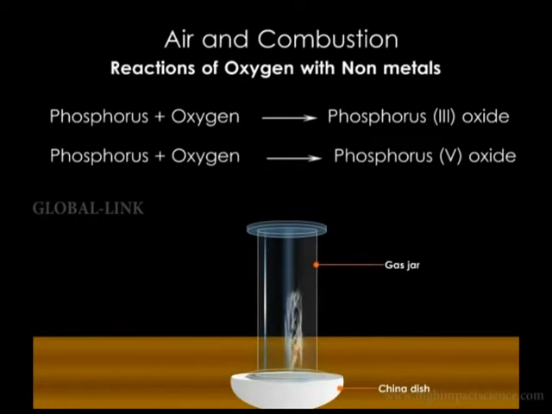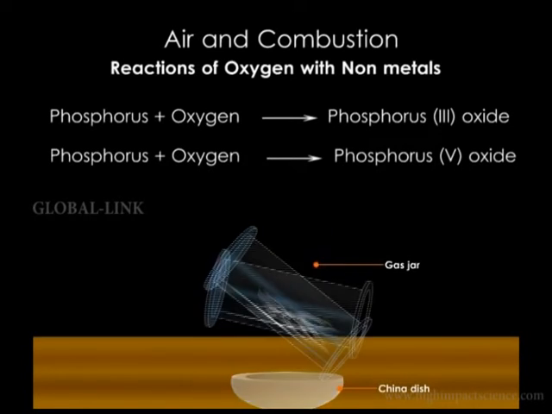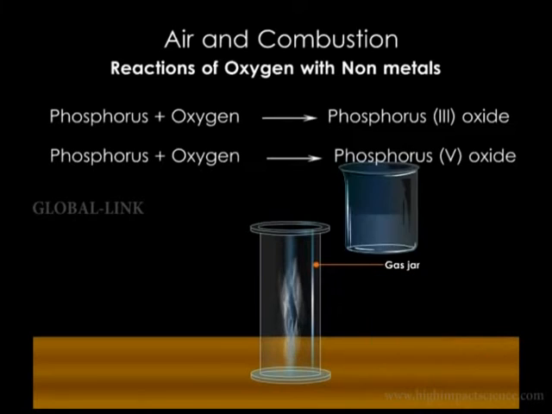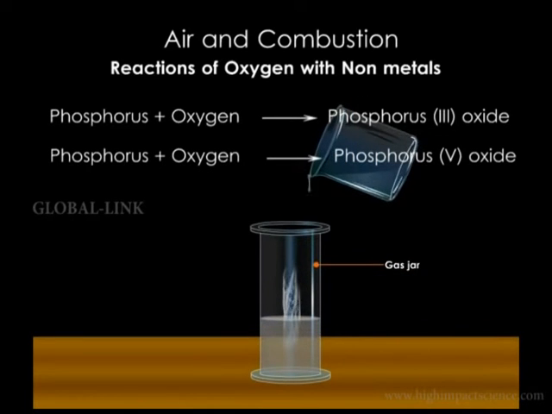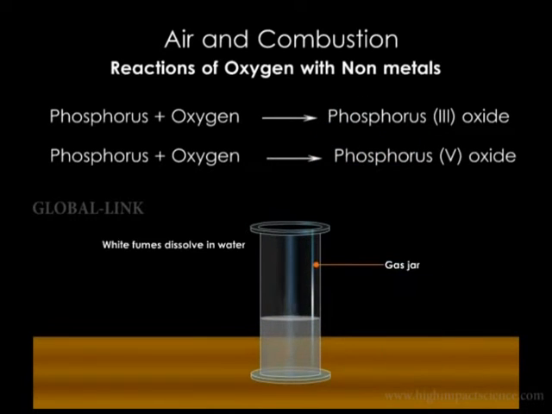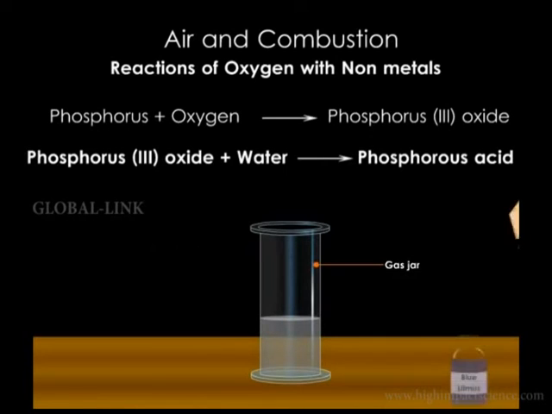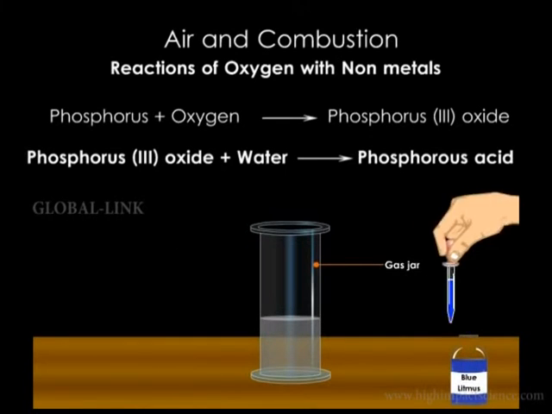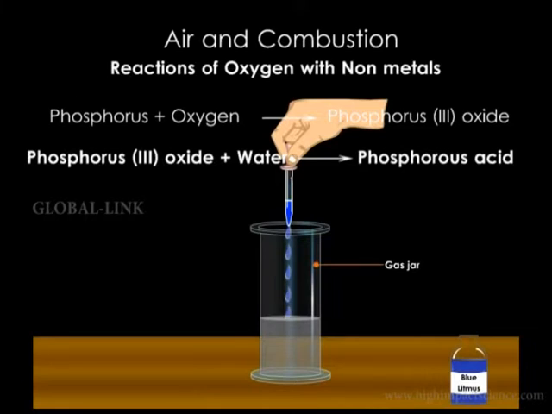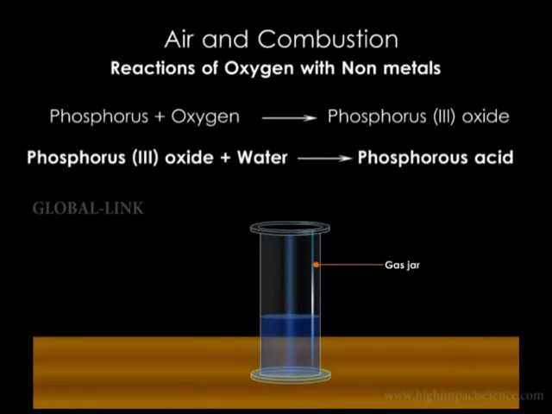Let's cover these fumes with a gas jar. We invert the gas jar upright and add some water. The white fumes dissolve in water. Now we add a few drops of blue litmus solution. The blue color changes to red, indicating it is acidic in nature.